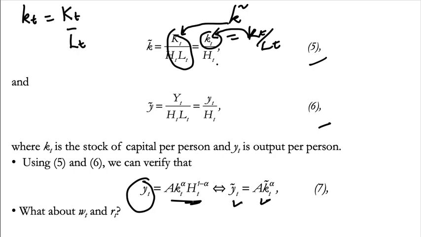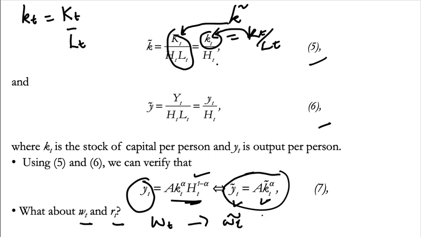But what about wage per worker and interest rate per worker? Can you find it yourself? Do the work step by step like this until you reach this point. Don't just exchange, let's say, W_t to W_t tilde. That does not help you in study. You must do it step by step like this.